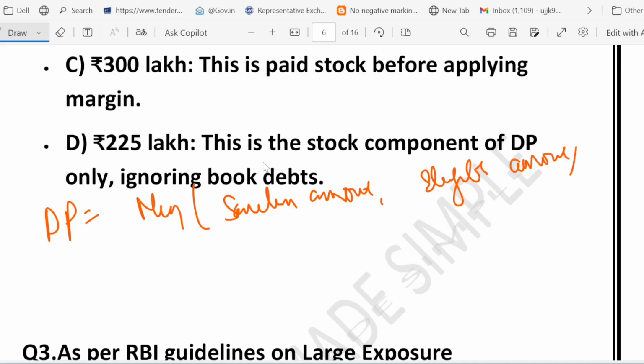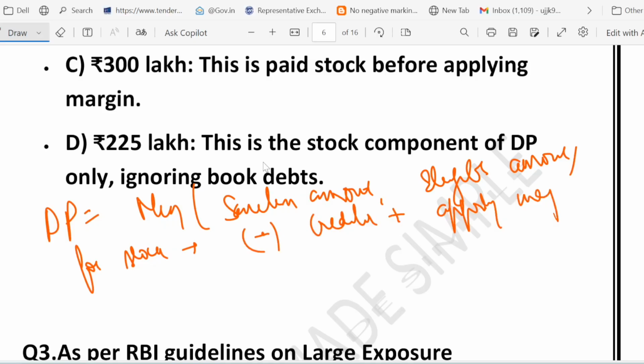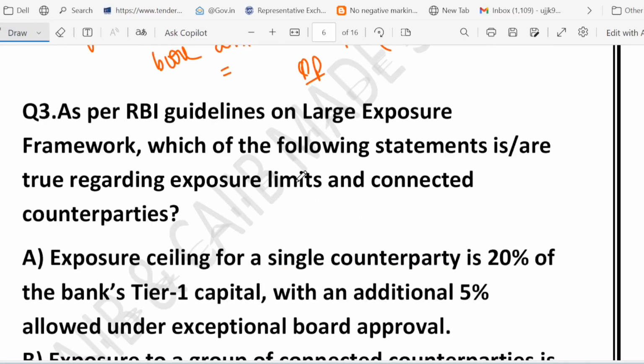So for a stock, you should subtract the creditor and then apply margin. And if it is book debt, you should apply margin directly, right? And add both of them to get the final DP. I hope this makes sense to you. Now let's have a next question.